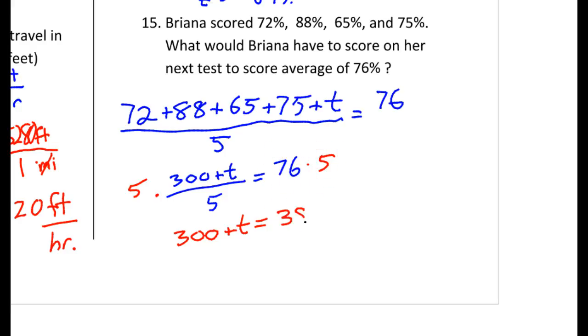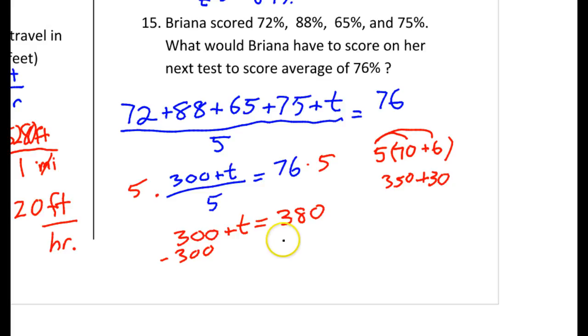So yeah, 380. If you're wondering what I'm doing in my head, I can't really do 76 times 5 easily in my head, so I'm doing 5 times 70 plus 6. This is easier to do in my head. That's 350, and that's 30. That's how I got 380 without using the calculator. I'm just using the distributive property. Alright, so we have minus 300 on both sides, and you can see our last test needs to be a B minus. It needs to be an 80%.